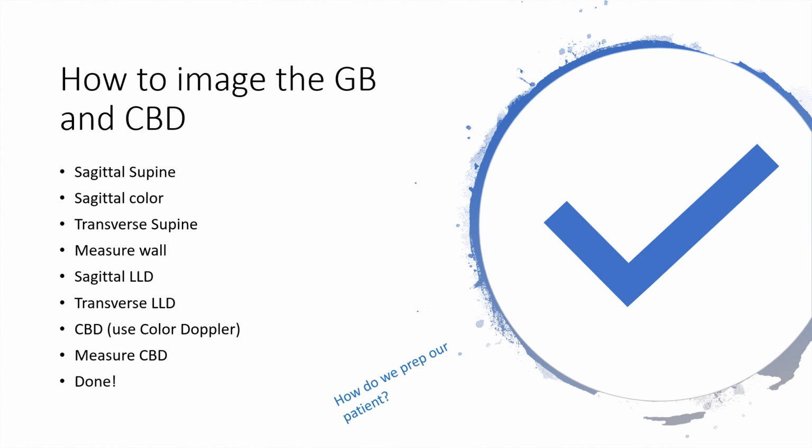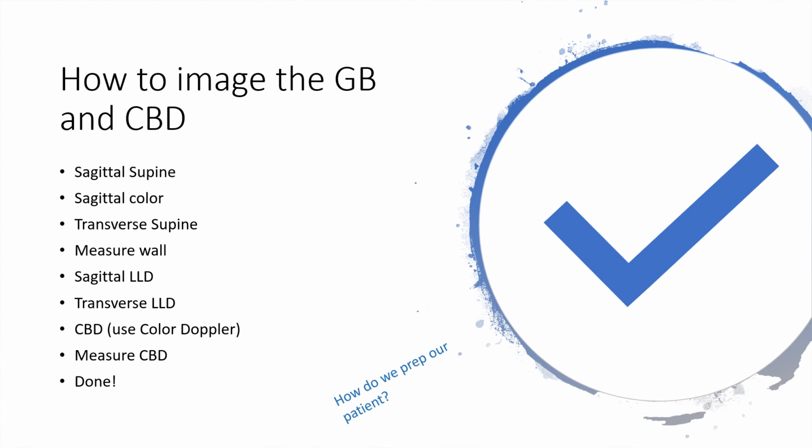Okay, so let's talk about how we're going to image the gallbladder and the common bile duct. In supine, we're going to want sagittal. We'll want sagittal with color. We're going to take transverse images and measure the wall. Then we're going to roll the patient onto their left lateral decubitus side, and we're going to take sagittal and transverse images again. We're going to catch a picture of the common bile duct using color Doppler to prove it is a duct and not a vessel. We're going to measure the common bile duct, and we will be done.